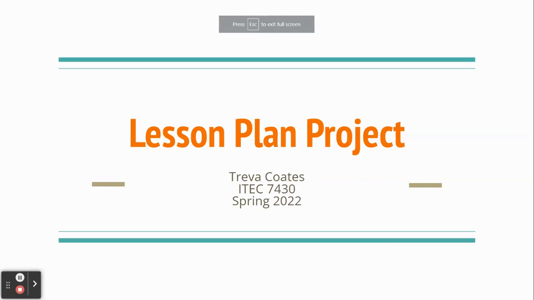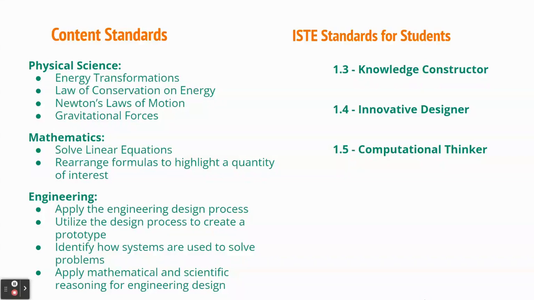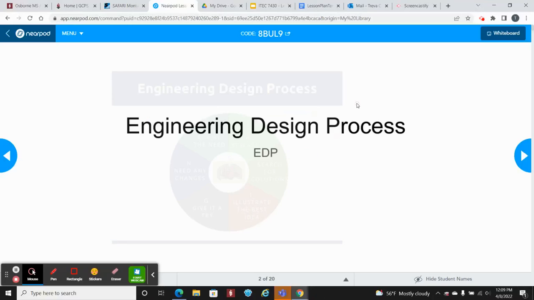This is Trevor Coates explaining my lesson plan project for ITEC 7430. Content standards for this unit include physical science, mathematics, and engineering. ISTE standards for students include knowledge constructor, innovative designer, and computational thinker.